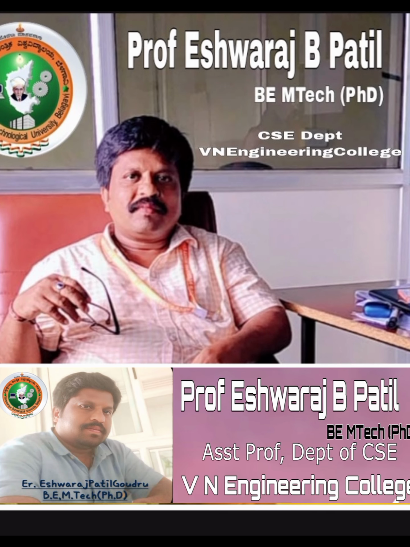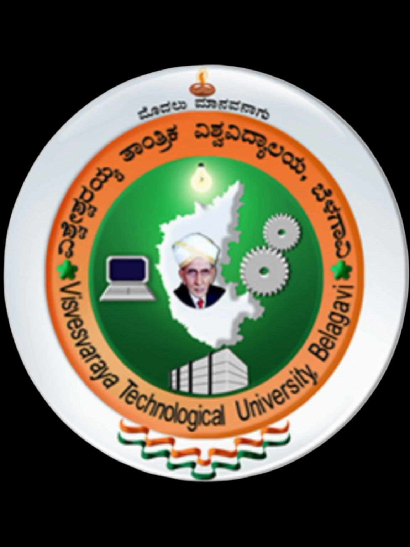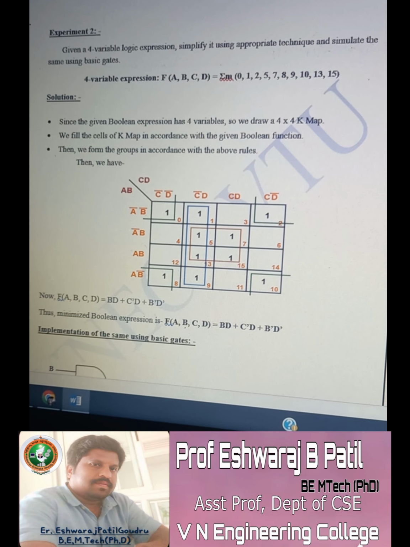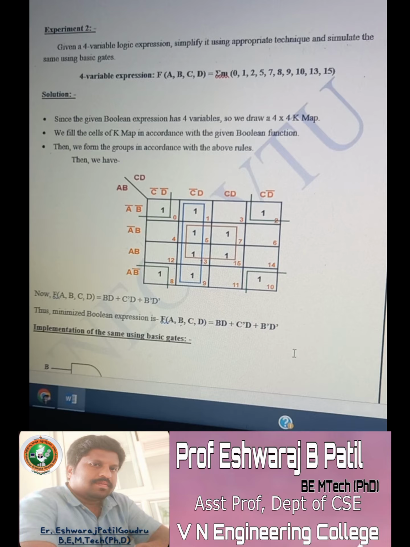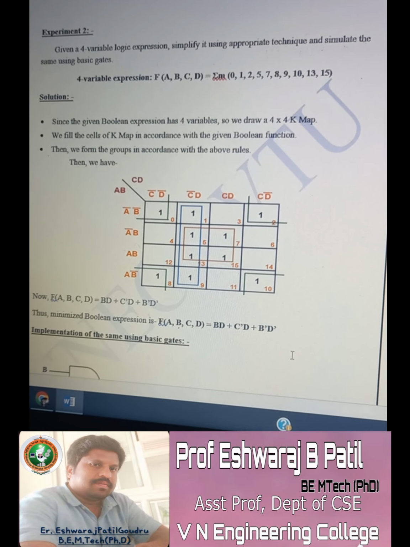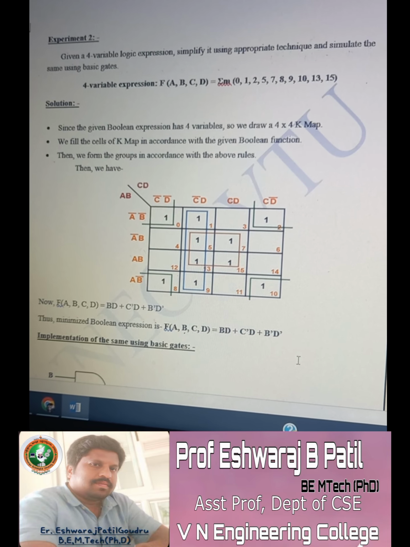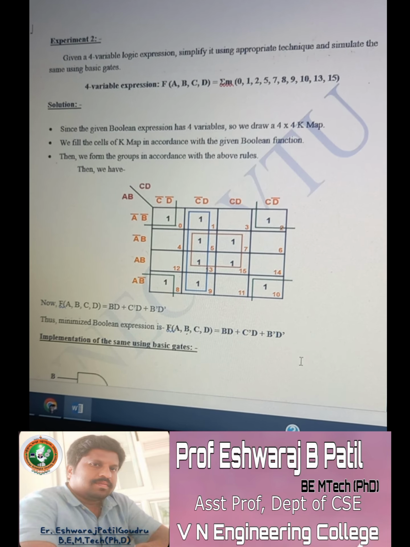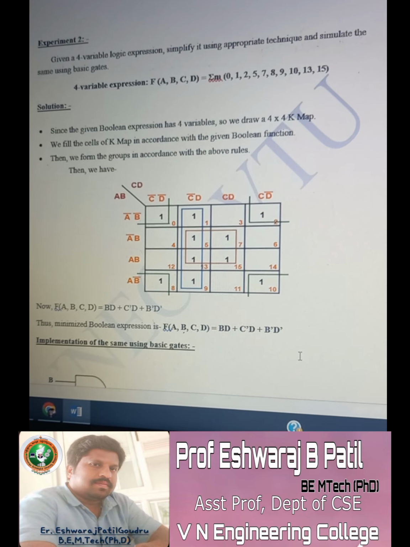Today I am going to take the lab, where we will express the Verilog code for the K-map for 4 variables. We'll see it one by one, step by step. The second experiment is: for a given 4-variable logic expression, simplify using the appropriate techniques and simulate using the basic gates. We'll see how to solve this one.